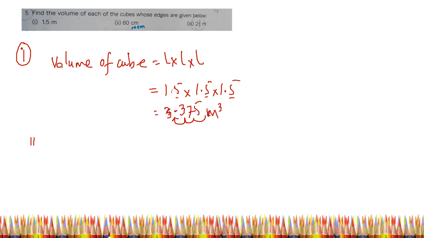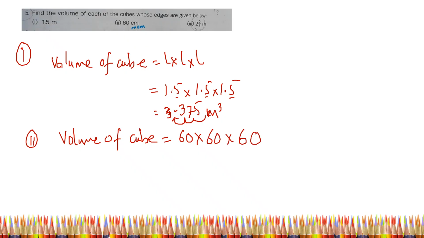Now coming to part 2, the number that's given is 60, so it's easy to multiply. Volume of cube is equal to 60 multiplied by 60 multiplied by 60. Now 60 multiplied by 60 is 3600, and 3600 multiplied by 60 is 216,000. 216,000, and the unit will be centimeter cube, right?